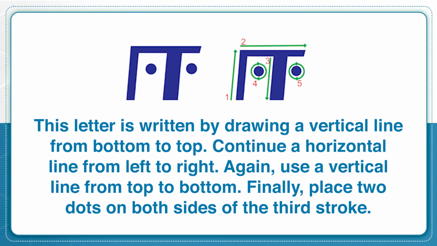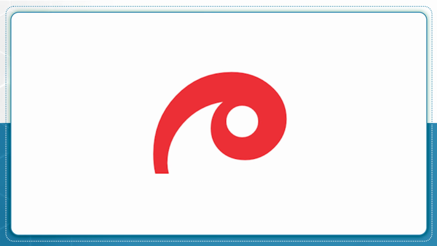E. This letter is written by drawing a vertical line from bottom to top. Continue with a horizontal line from left to right. Again, use a vertical line from top to bottom. Finally, place 2 dots on both sides of the third stroke. Look at the secondary symbol of the letter, which is displayed on the screen. As we discussed in the previous class, the secondary symbol is usually placed above all the pure consonants.